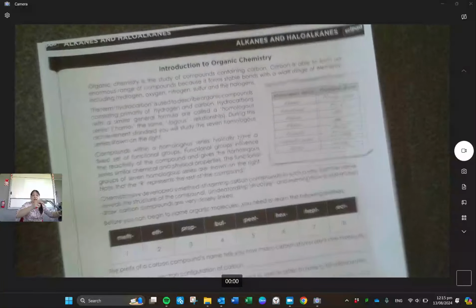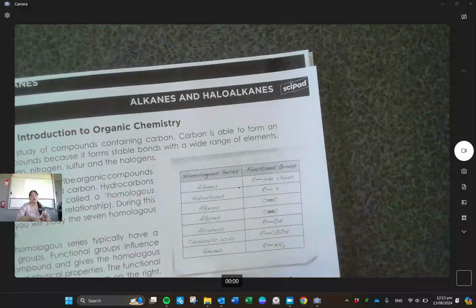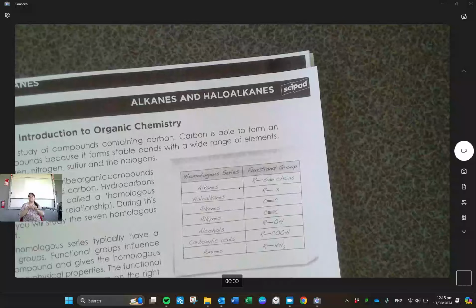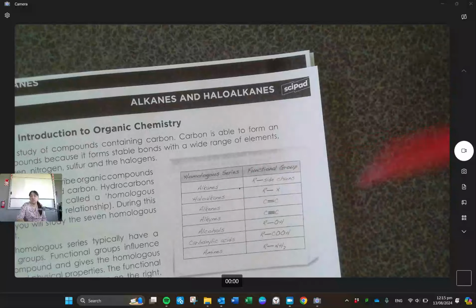So for organic chemistry, the Quizlet that I wanted you guys to do is looking at these functional groups and looking at those unique combinations of atoms. So for example, alkanes are just a carbon-hydrogen chain with nothing else special.